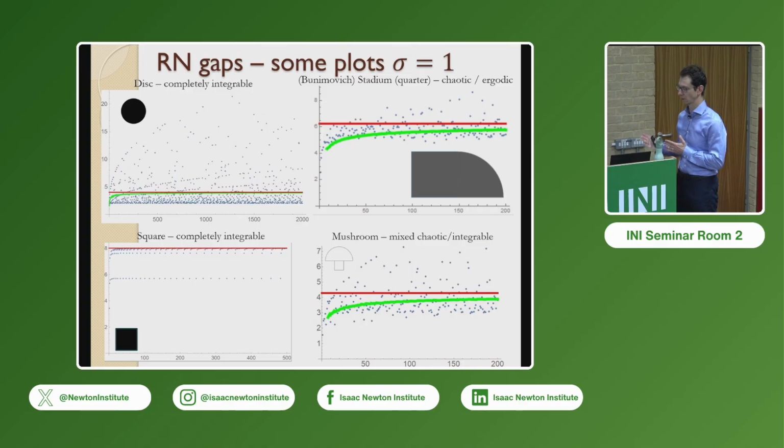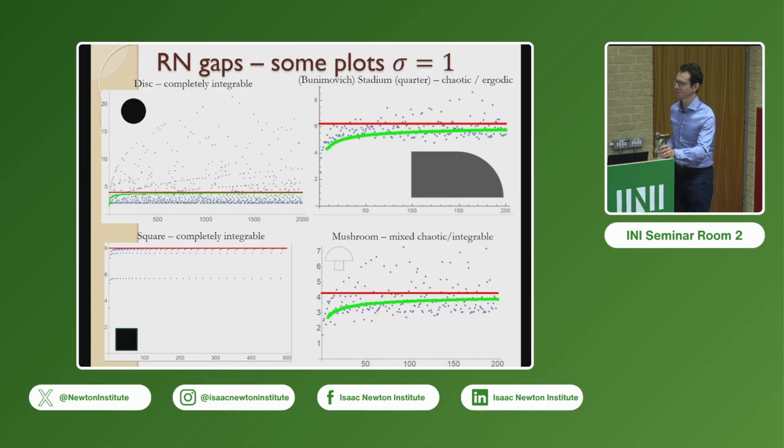Bunimovich stadium, rather quarter of the stadium, right top. Mushroom is a mixed chaotic and integrable case, bottom left, right. And the square billiard, which is a completely integrable system, is left bottom. So what we see, the x-axis designates just the number of experiments. Sorry, and the y-axis is just the corresponding Robin-Neumann gap.